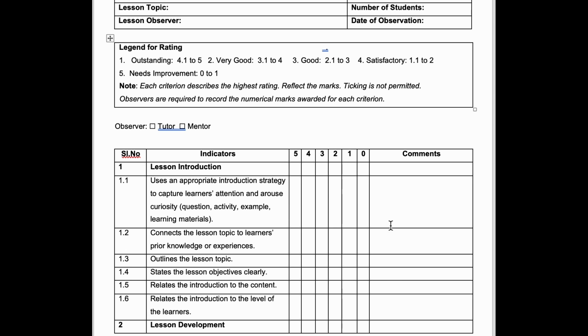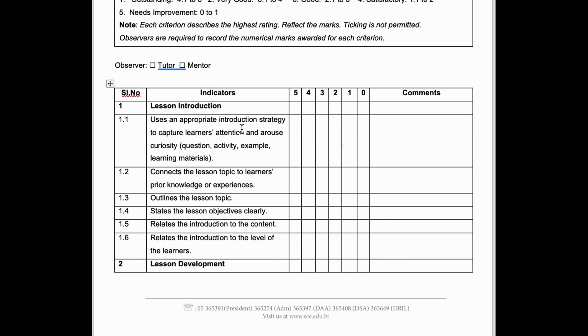Now let us get into our lesson introduction. In the lesson introduction, we have 6 indicators, and I'd like to explain generally what is expected here. An effective lesson introduction should use an appropriate strategy to capture learners' attention and arouse curiosity. This may include asking thought-provoking questions, conducting a short activity, presenting a real-life example, or using relevant learning materials. As mentors, please observe whether the student teacher actively engages learners from the beginning rather than starting directly with explanation.